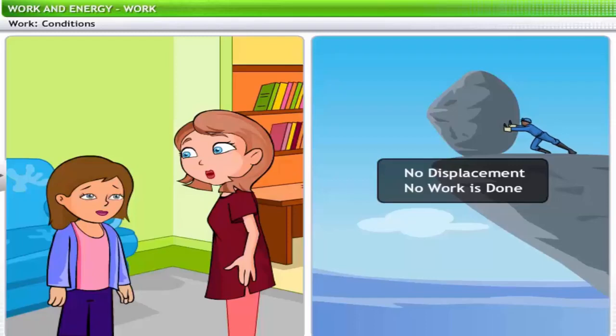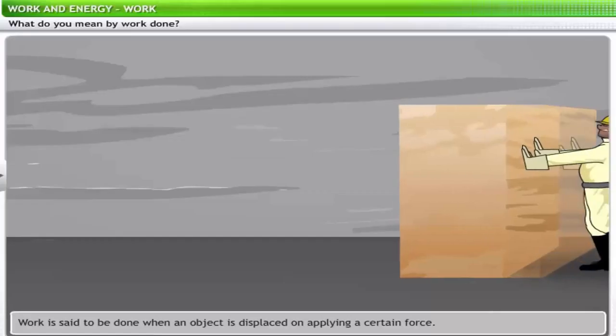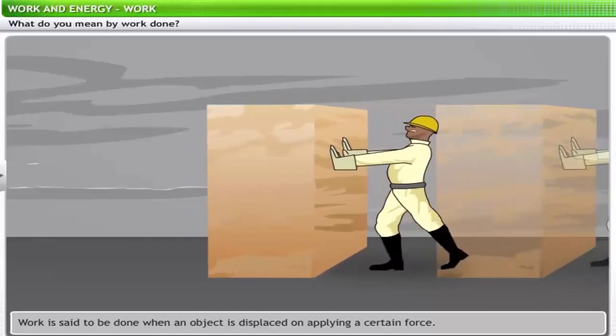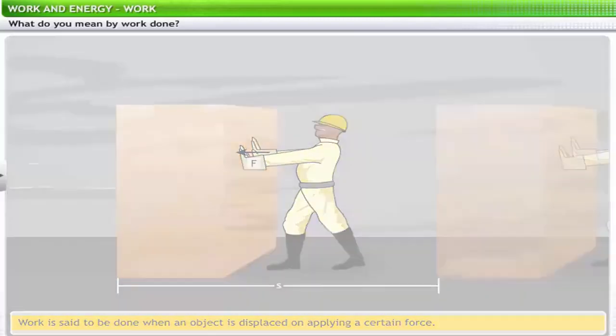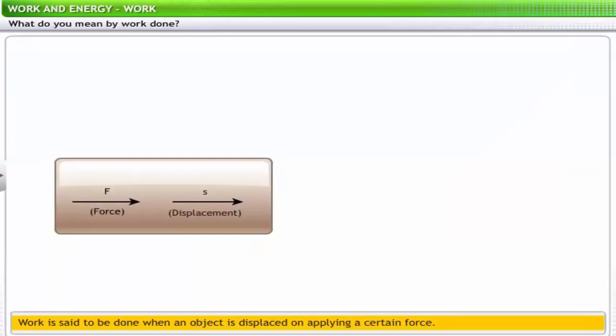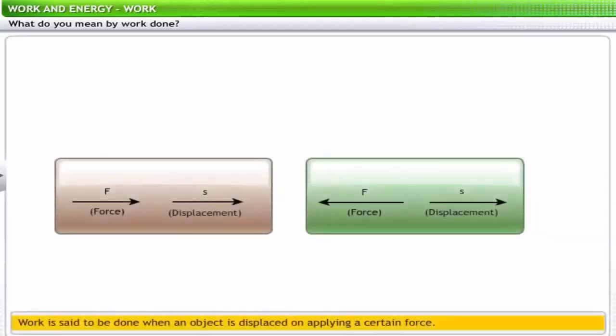Absolutely. That's very good. So, let us now look at defining work. Work is said to be done when a certain amount of force is applied on an object. This force displaces the object through a certain distance s in the direction of the force. Scenarios involving work may be of two types. The first is where the force is acting in the direction of displacement. The second type, where the force is acting in a direction opposite to that of displacement.